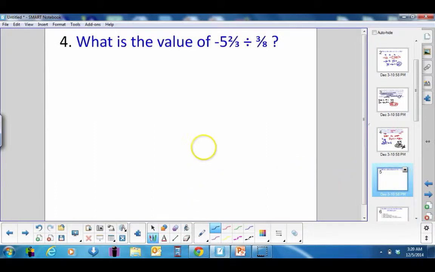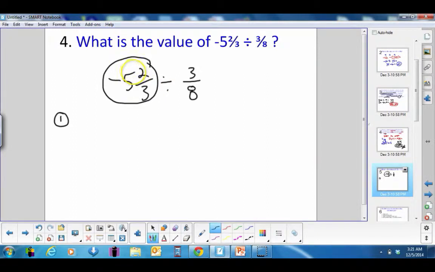Okay, question number 4. What is the value of negative 5 2/3 divided by 3/8? Okay, looks like I have some rational number operation problems, so let's see if we can figure it out. When I'm dividing fractions and mixed numbers, the first thing I have to do is change the mixed number into an improper fraction, so my field can be level. Right now I have a whole number and a fraction, and it's hard to divide that by another fraction. So let's turn this into, excuse me, an improper fraction.